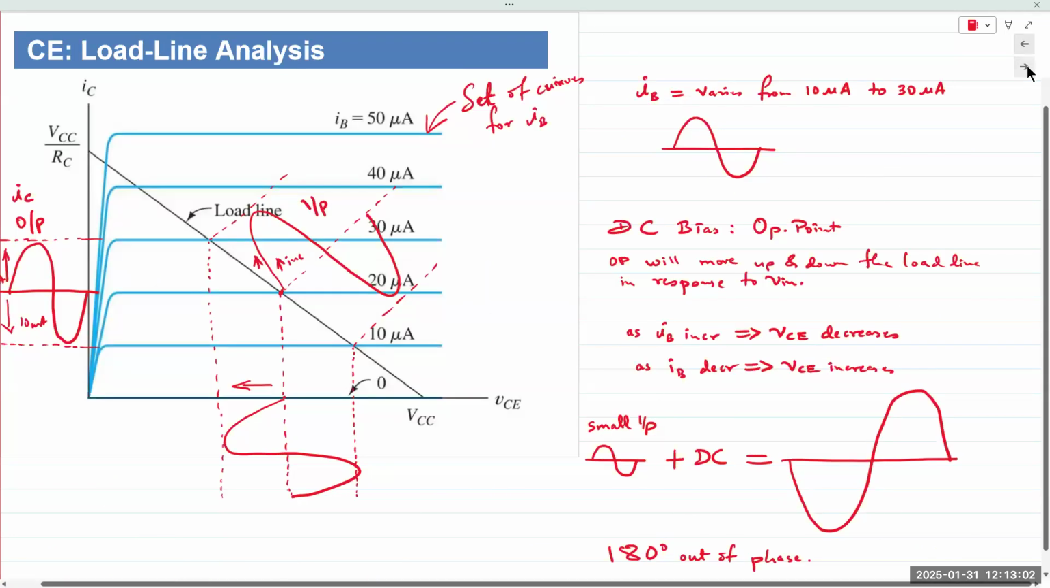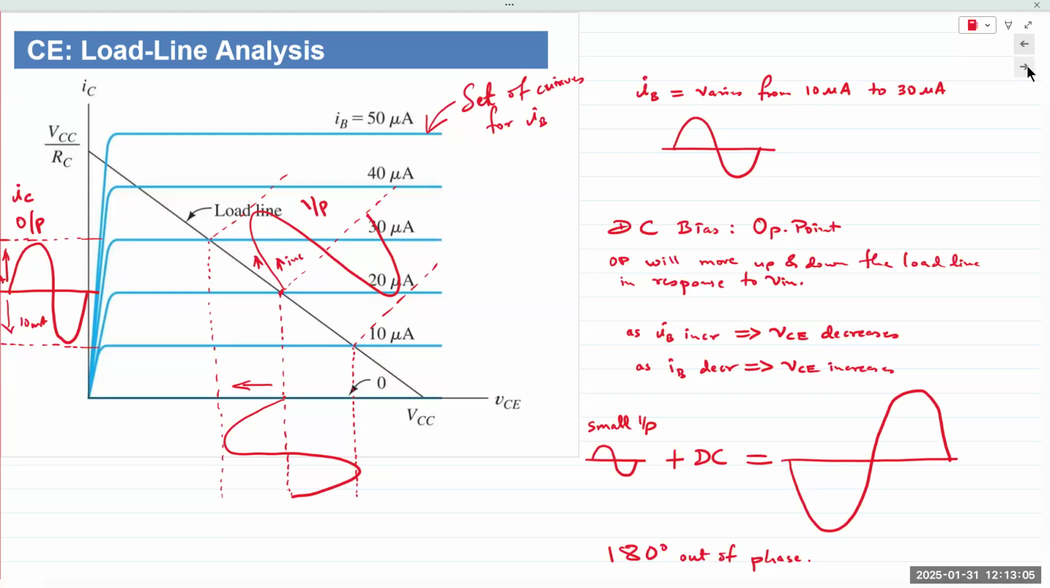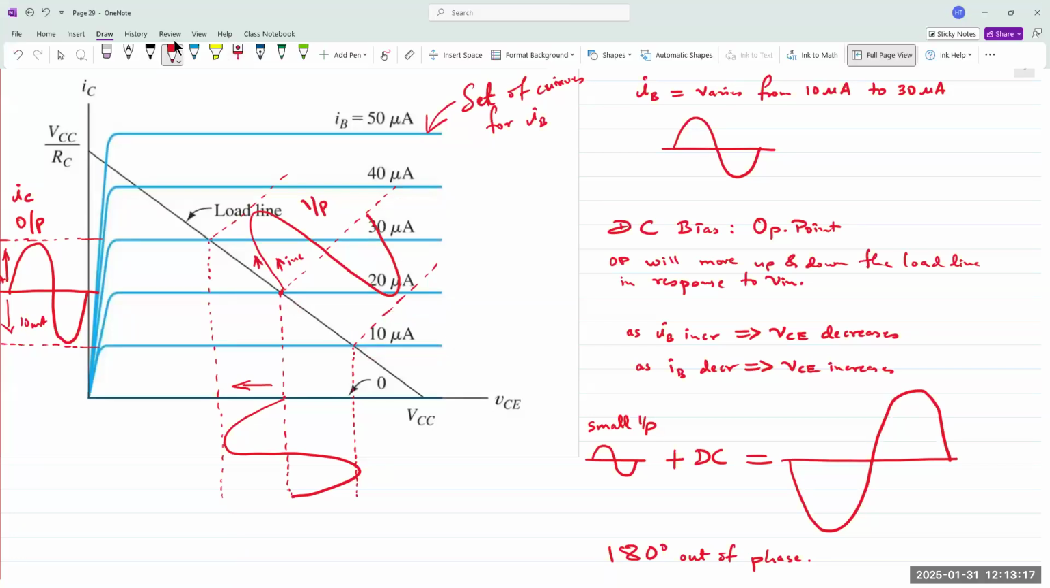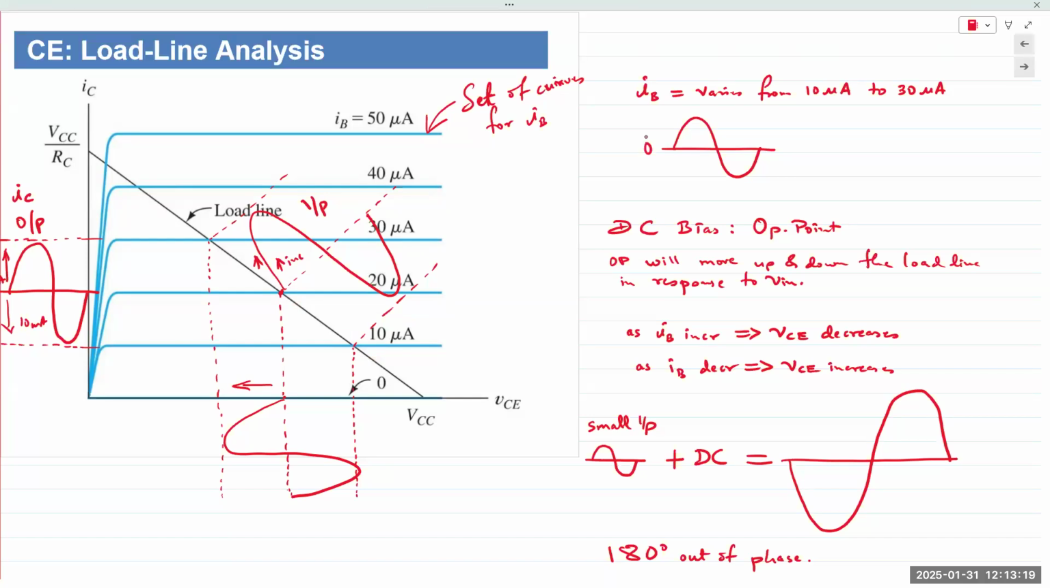So now let's say we apply Vin of t. Vin of t is a sinusoidal waveform. It varies from 10 to 30 microamps. So 10 is right here. 30 is right here. So if I was to mark this, I would say this is 0, 10, and 30. Not quite the same, but those are just random values that I'm using for explanation purposes. So input waveform is right here.